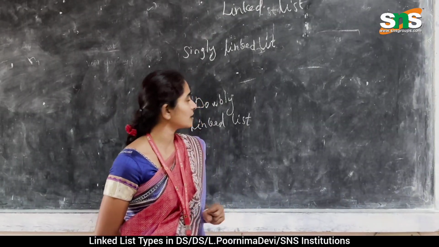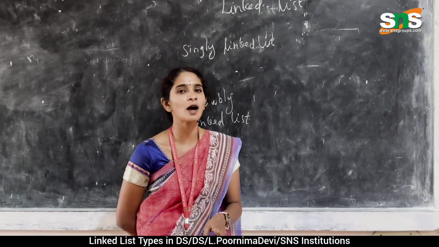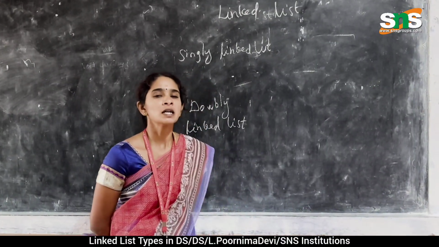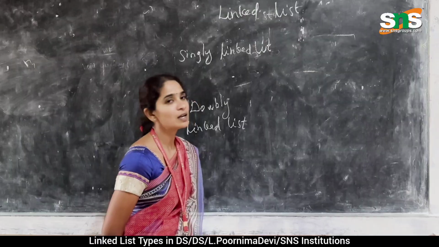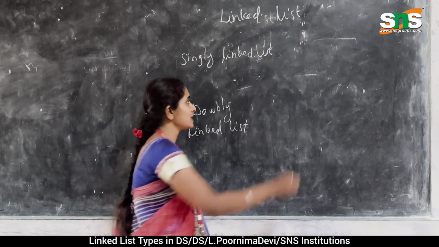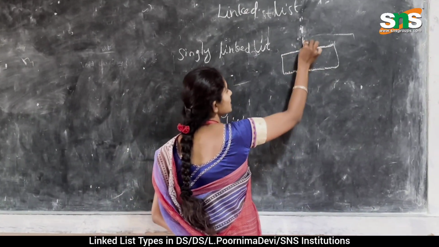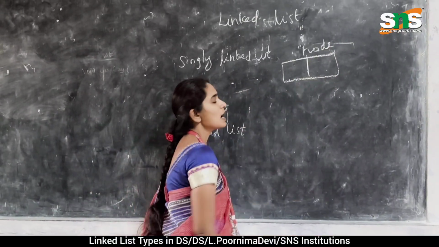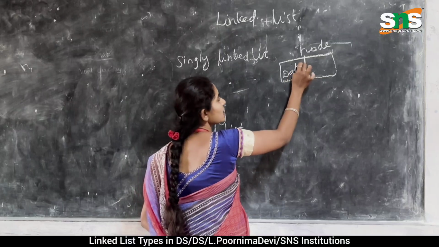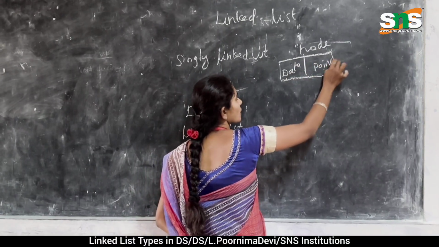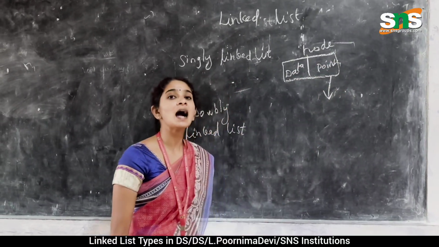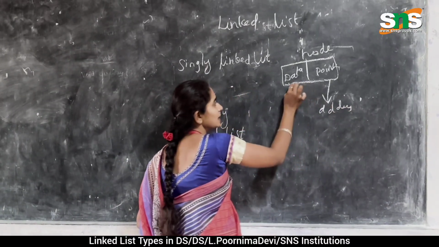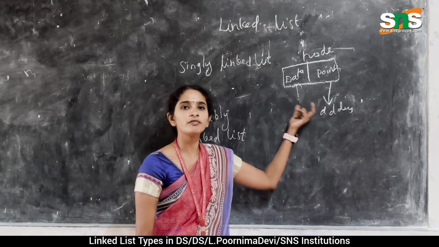So I said that there are two types of linked list operations we have to use. The first one is the singly linked list and the second one is the doubly linked list. A singly linked list has a single node. It is called a node, and in that node we have two spaces, two values. The first one is data and this is a pointer. The pointer represents the address of the next element, and the data is the value of that particular node.